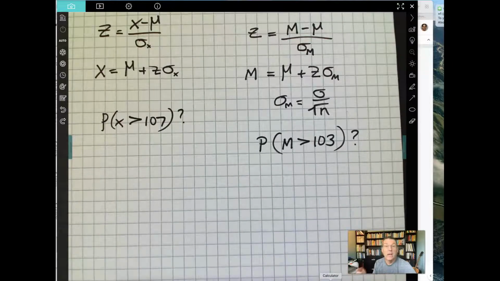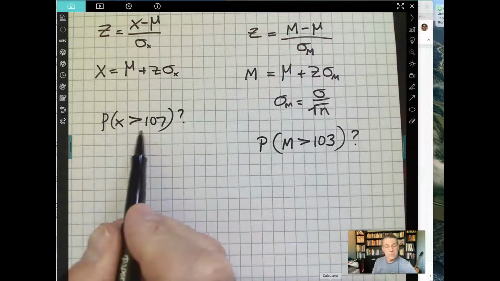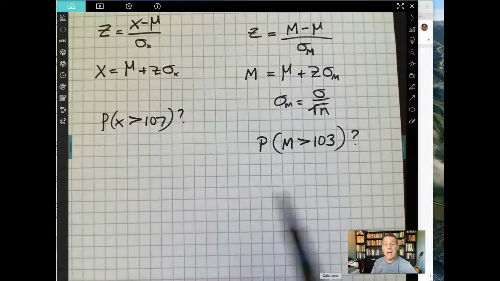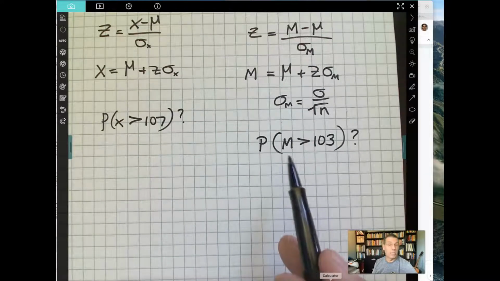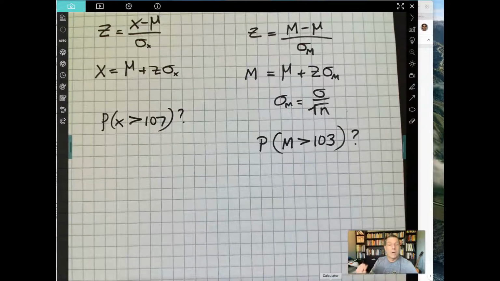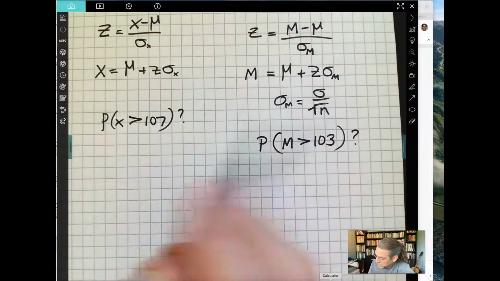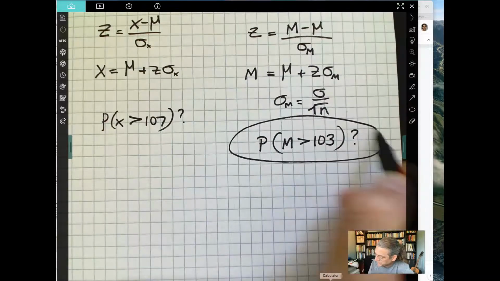So we can do that because what we can do is draw the distribution of all of the x's, which is what we did in chapter 6, but now we can draw the distribution of all the sample means and then see where the sample mean of 103 would be, and then shade everything higher than that, and so on. So let's do this one. So let's focus on this.